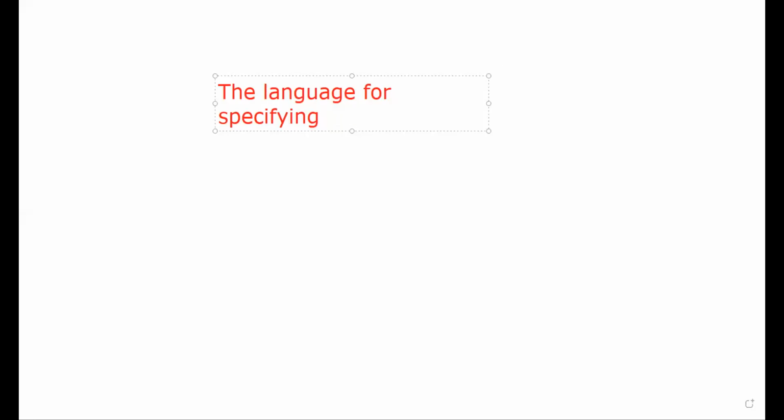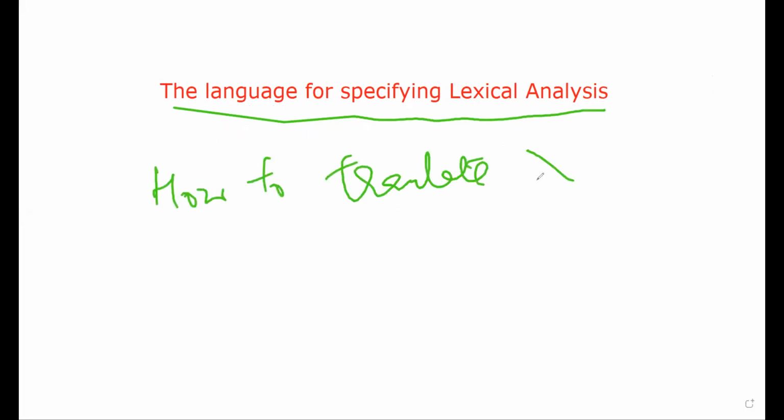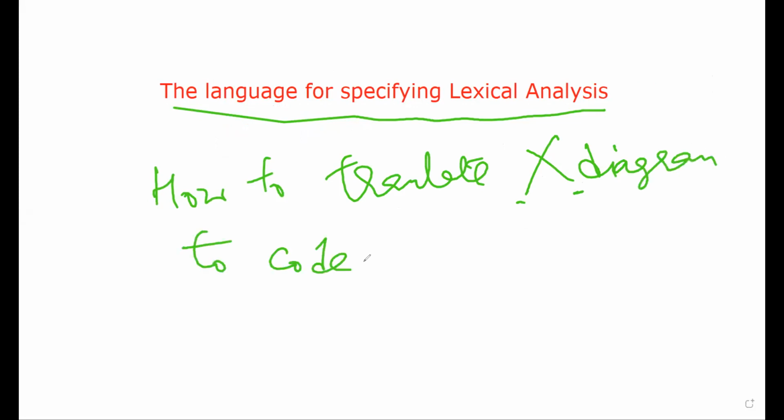Okay, language for specifying lexical analysis. And in this, while discussing this thing, we will look at how to translate a transition diagram, and I'll use this X symbol for transition diagram, to code, because ultimately we have to write a piece of code.